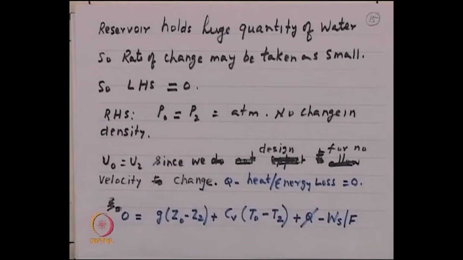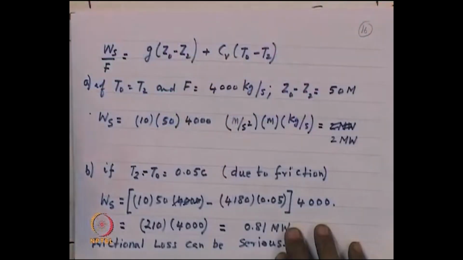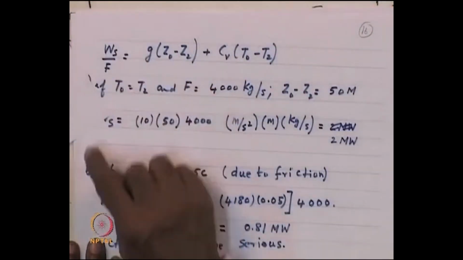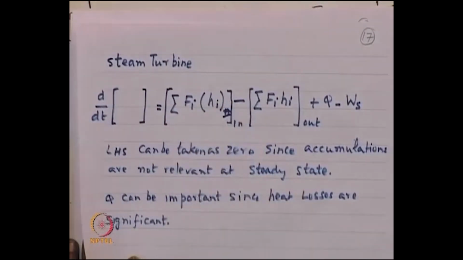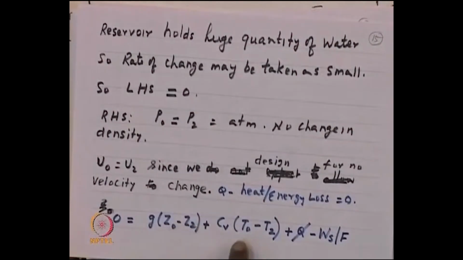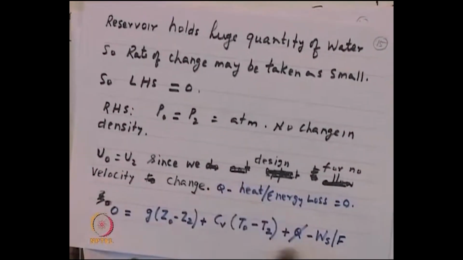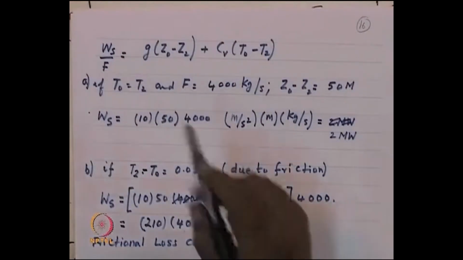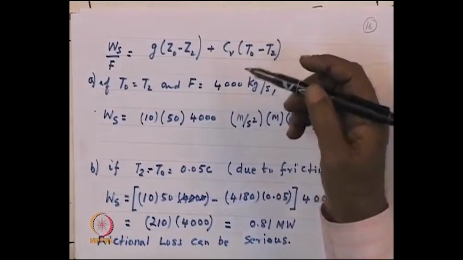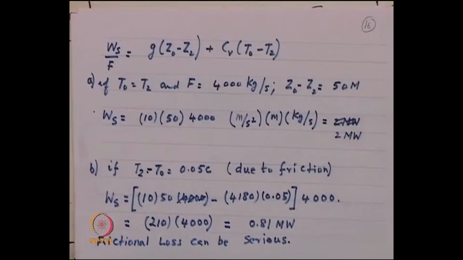So, let us do a small example to illustrate how far we can go. This is an example where we have written our energy balance equation, W s by F. In this energy balance equation we have deleted all terms excepting the terms corresponding to G, Z naught and Z 2, and T naught and T 2. All other terms disappear, excepting of course the flow work coming from the flow. So, when we do all this, what is it that we get? We get that W s by F is given by this relationship.